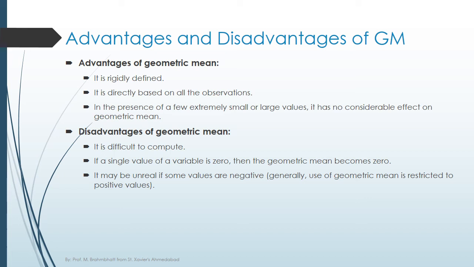The disadvantages of GM: it is difficult to compute as compared to other measures of central tendency. If a single value of the variable is 0, then the GM becomes 0. It may be unreal if some values are negative. So basically GM is used for positive values only.